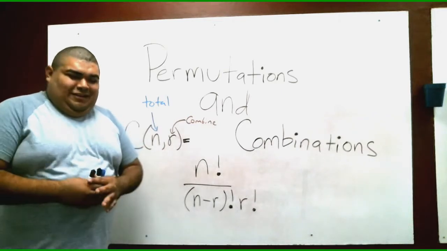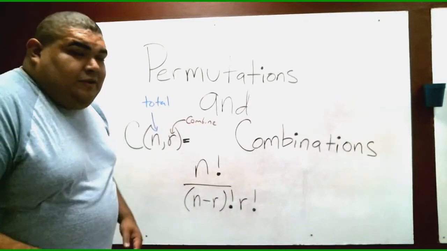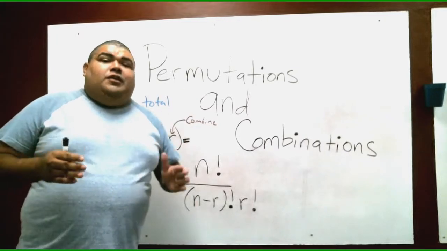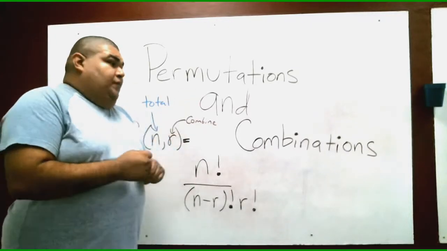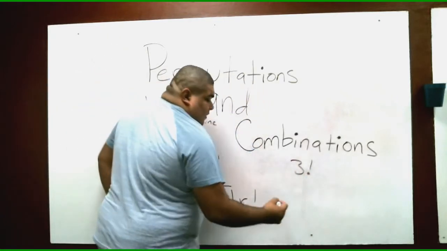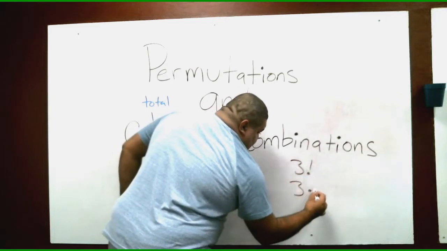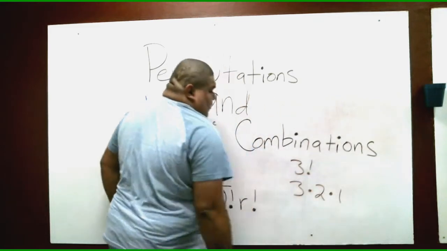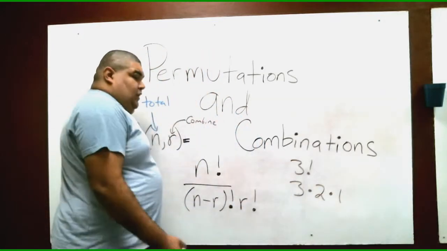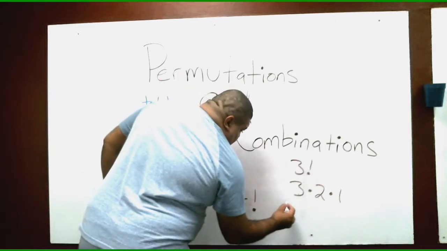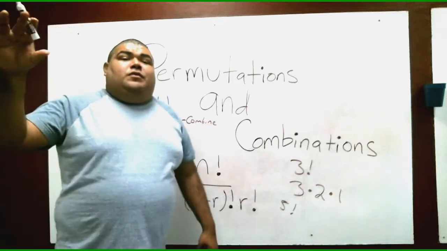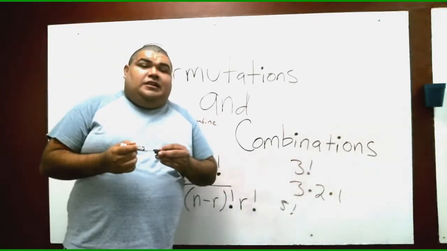The exclamation point means factorial, meaning whatever number you start off with, you're going to count down. So if I had 3 factorial, that means we're going to multiply 3 times 2 times 1. So 3 times 2 is 6, and 6 times 1 is still 6. If we had a factorial of 5, we will count 5, 4, 3, 2, and 1. That is the factorial.